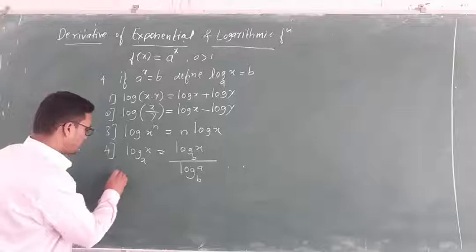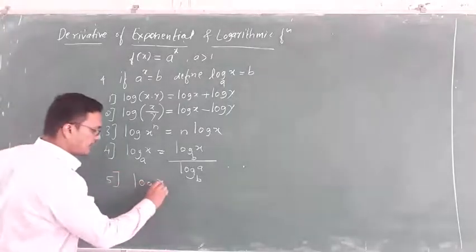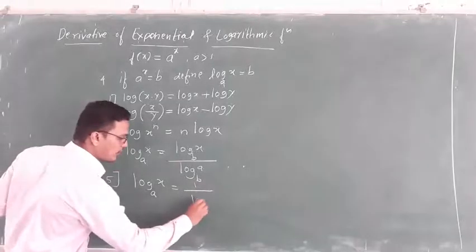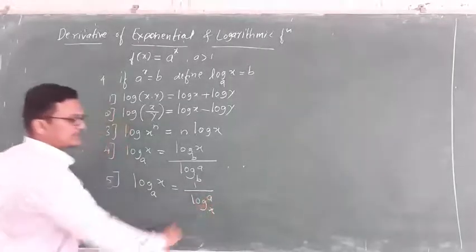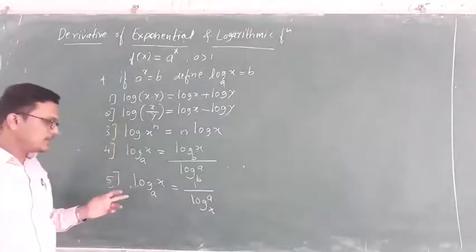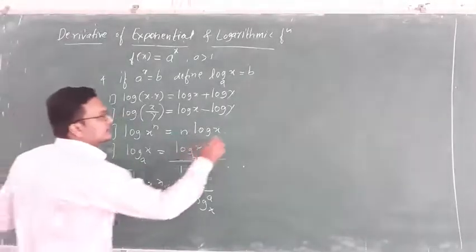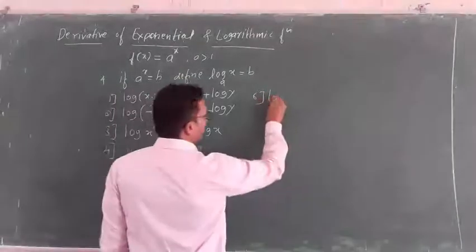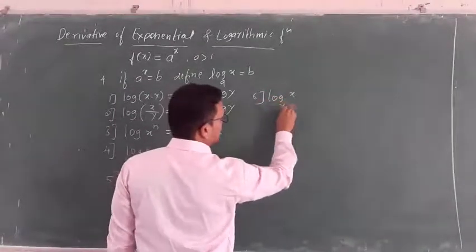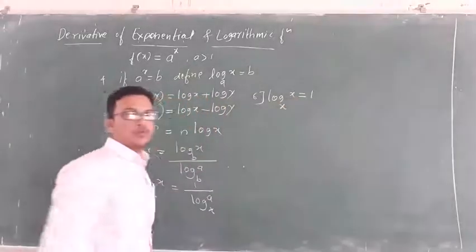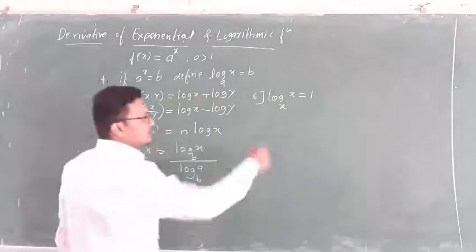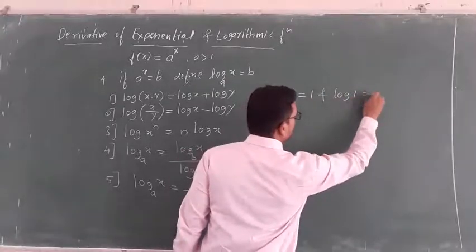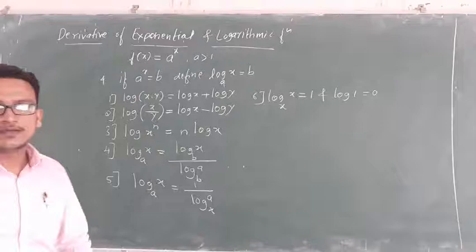Fifth property, log x to the base a is also written as 1 divided by log a to the base x. Next, sixth one, log x to the base x. Its value is always 1. If the function and base are the same, its value is 1. And log 1 value will be 0.